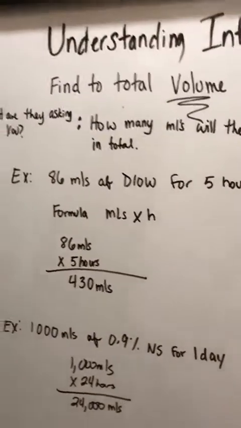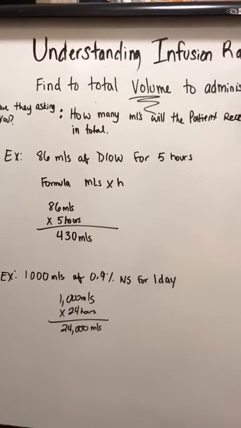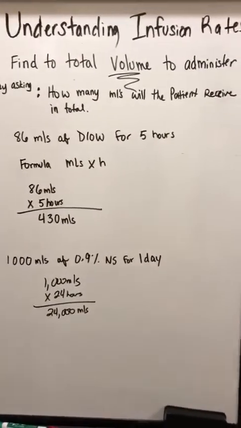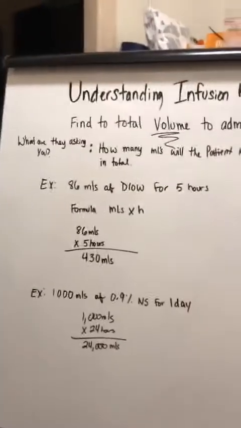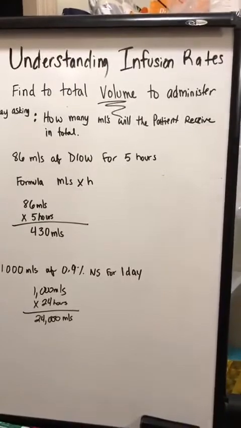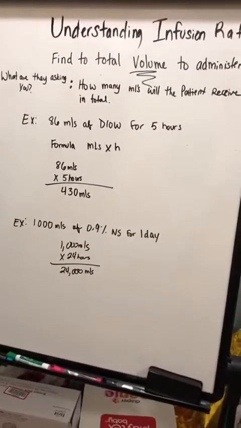Okay, so let's look at this example of infusion rates. However, when they are asking you to find the total volume to administer, each time you receive infusion rates, they're going to be asking you something specifically. So this, again, will let you know what type of formula to activate.